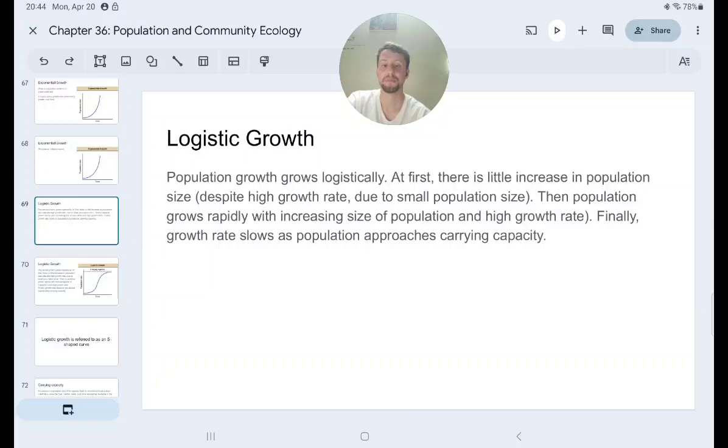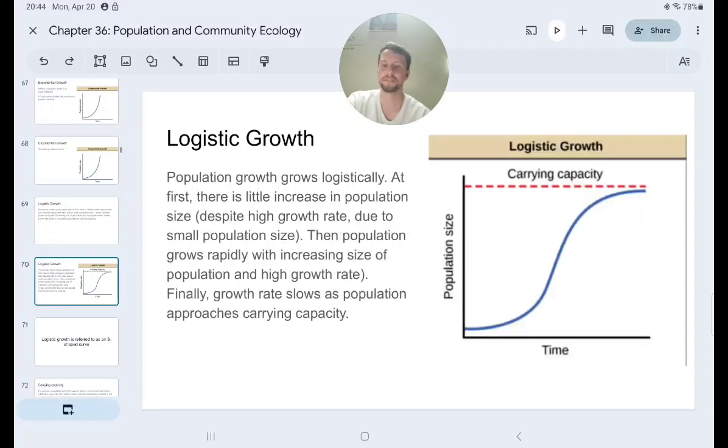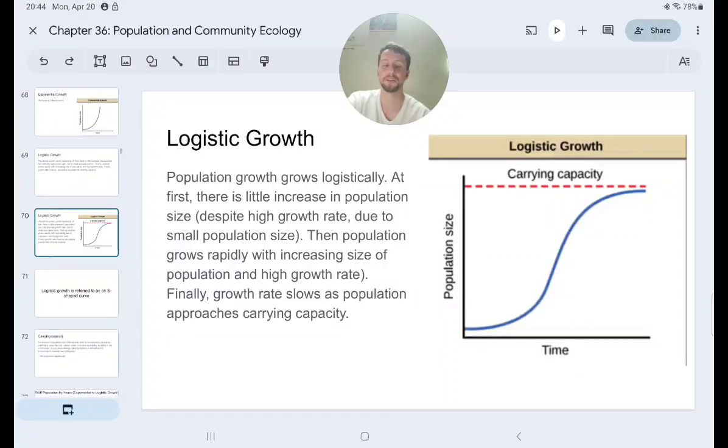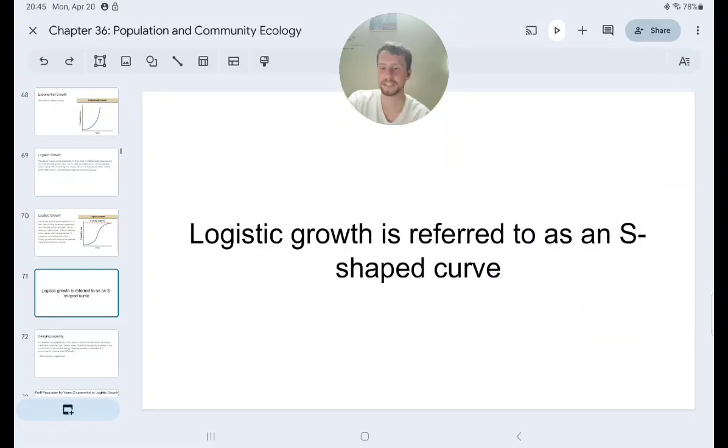Logistic growth is when a population grows logistically. At first, there's a little increase in population. Then the population grows rapidly, and finally the growth rate slows down. And so this looks like an S-shaped curve, where there's a little bit of growth and then a much more rapid growth, but then the growth slows down as it approaches a carrying capacity.